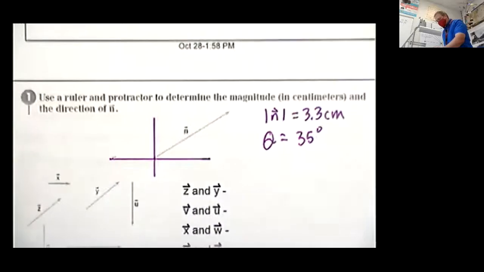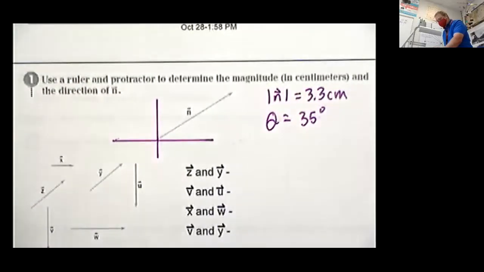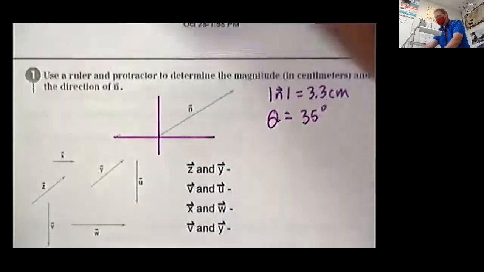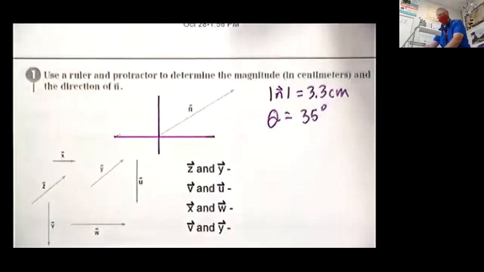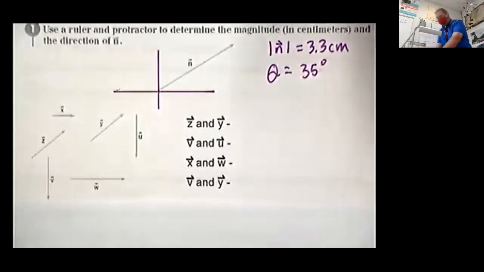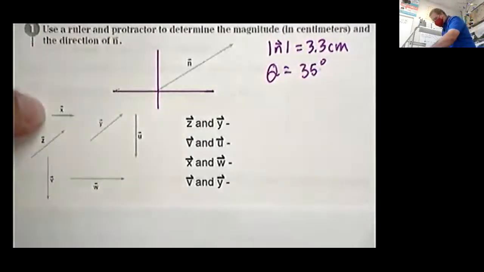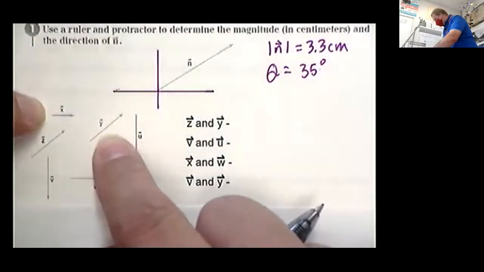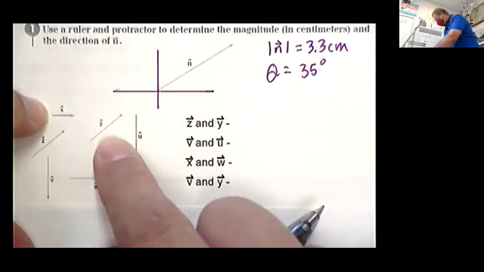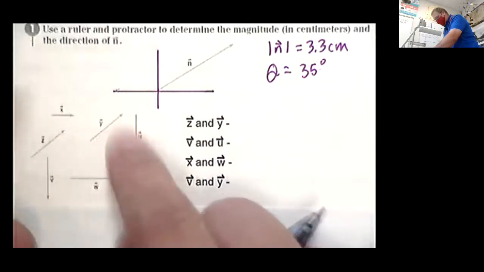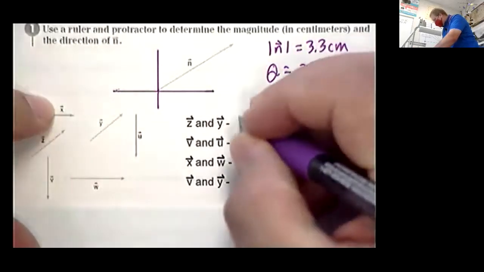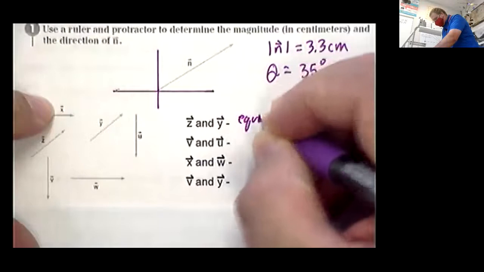Second part, given these vectors, let's identify what we know about them. Are they the same or not the same, and why? So let's look at vector z and vector y. What do we notice about vector y and vector z? Well, they have the same magnitude because they're the same length, and they're going in the same direction. So these are equal vectors.